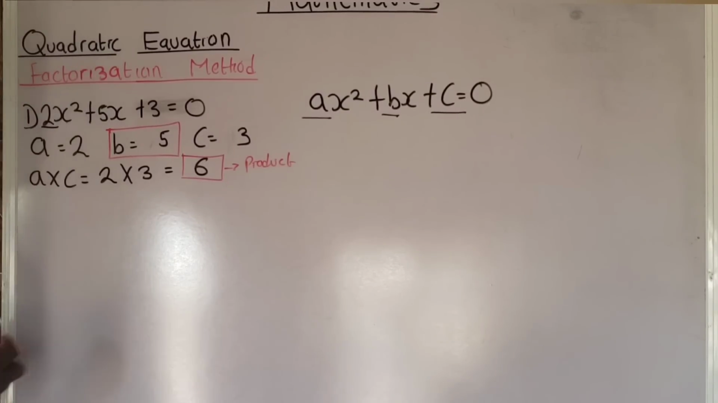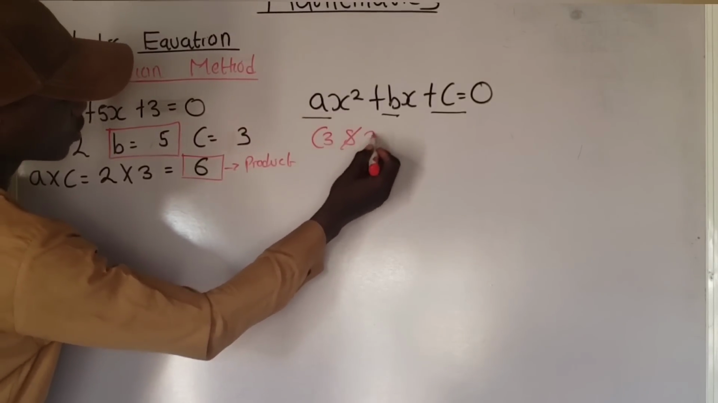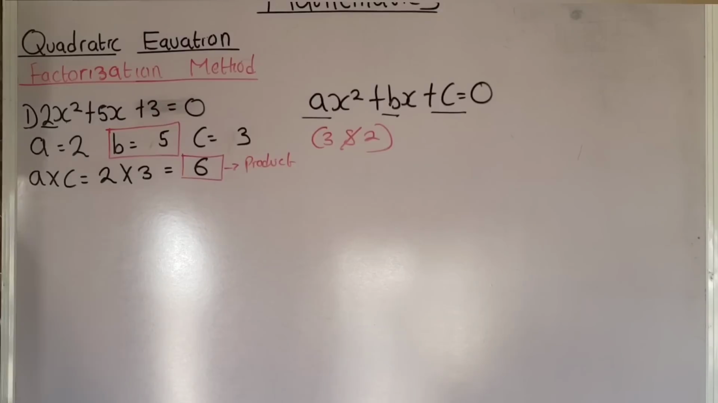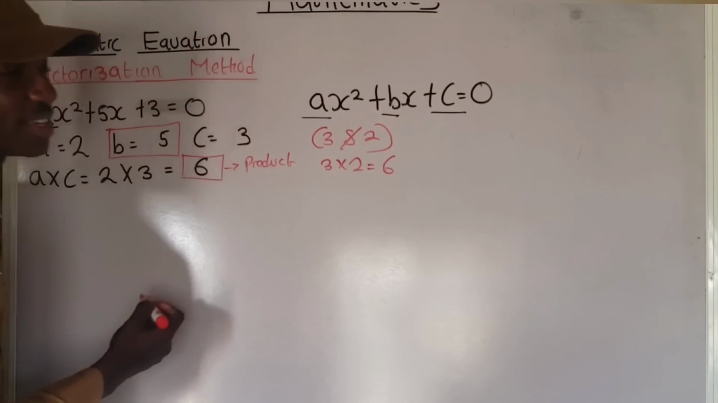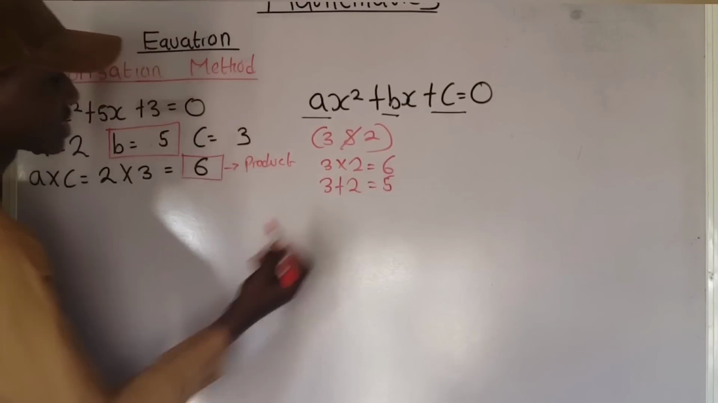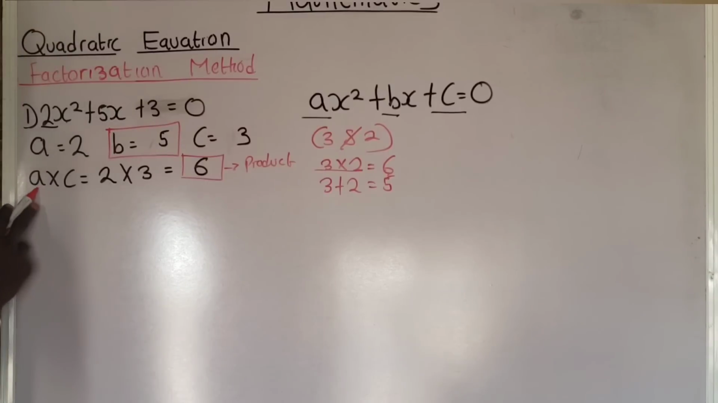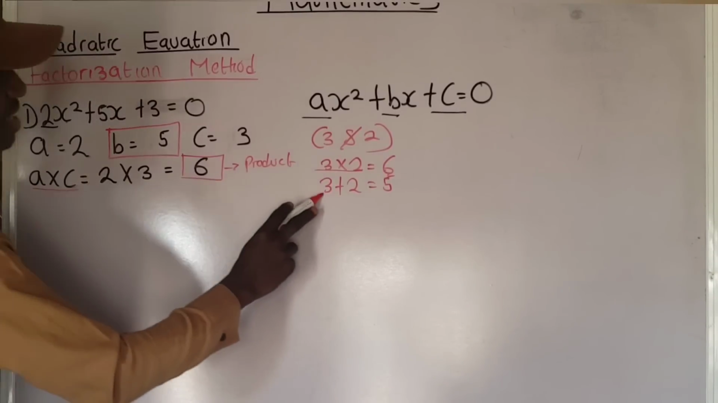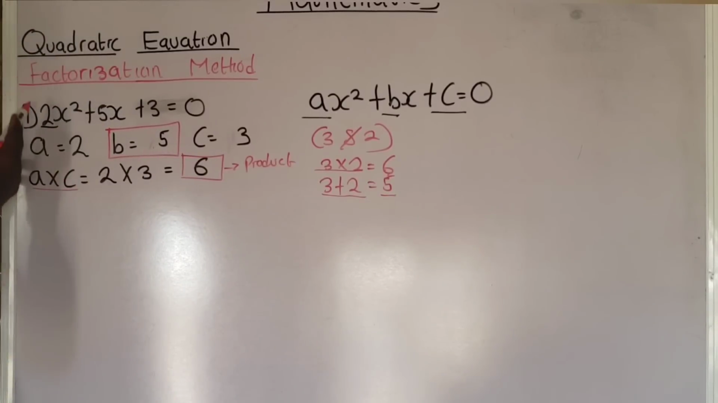Now, let me just write it somewhere. 3 and 2. Now, you know that 3 multiplied by 2 equals 6. Yes? And 3 plus 2 will equal what? 5. You can see now. So, when I take the product of these two numbers, I got 6, which equals the product of a and c. And when I add these two numbers together, I got 5, which equals the second term in this quadratic equation.